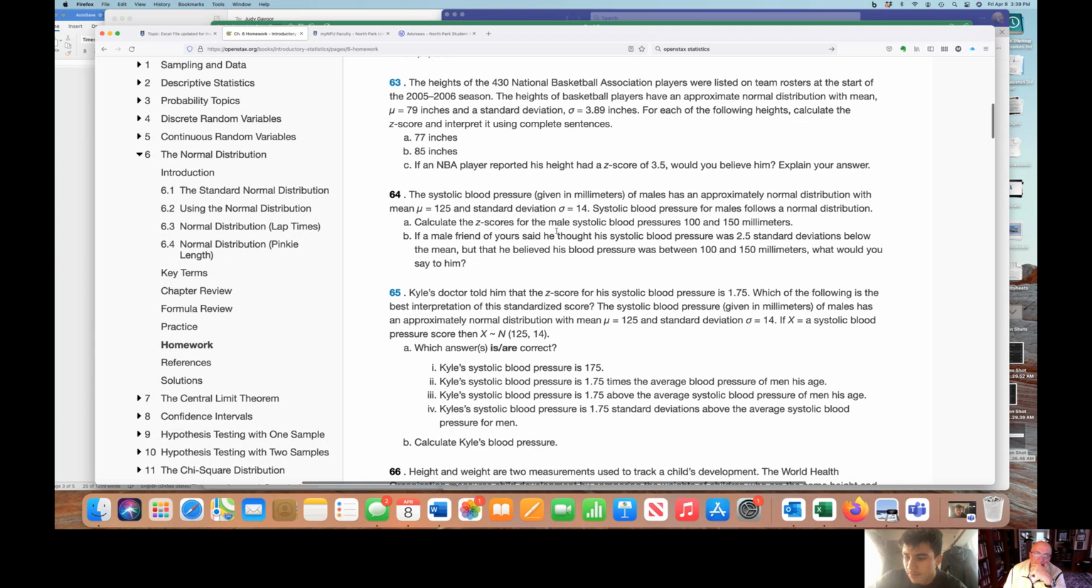Calculate the z-scores for the male systolic blood pressure of 100 and 150. If a male friend of yours said he thought the systolic blood pressure was 2.5 standard deviations below the mean, but believed his blood pressure was between 150, what would you say to him?